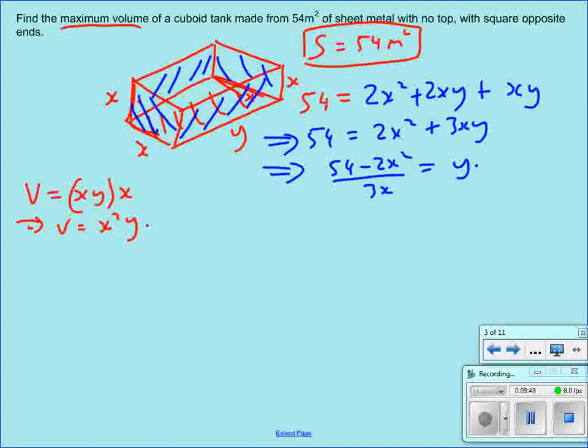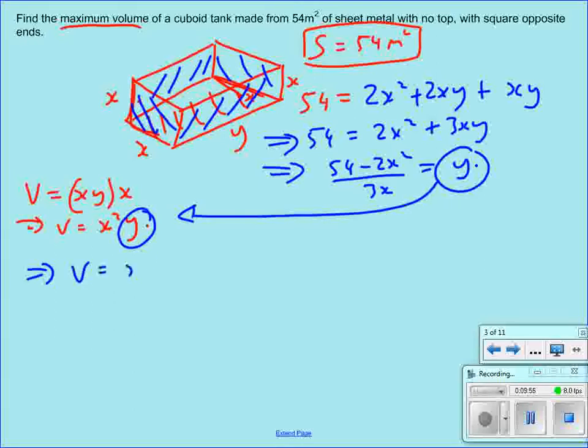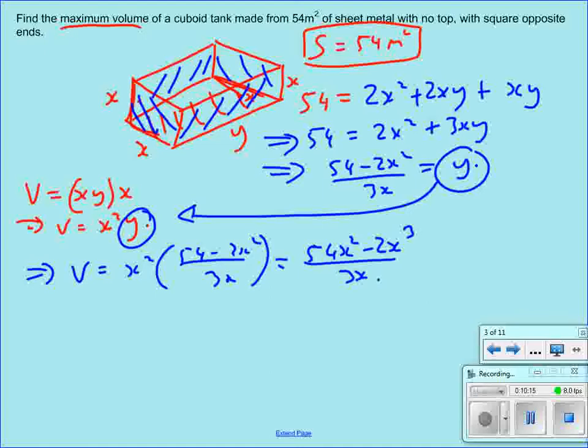So therefore I can shove this back into here and sub that in. So I get V equals x squared times 54 minus 2x squared over 3x, which equals 54x minus 2x cubed. So that's x squared over 3x. So this will give me 54x minus 2x squared over 3.